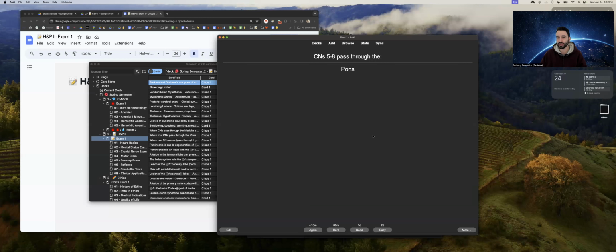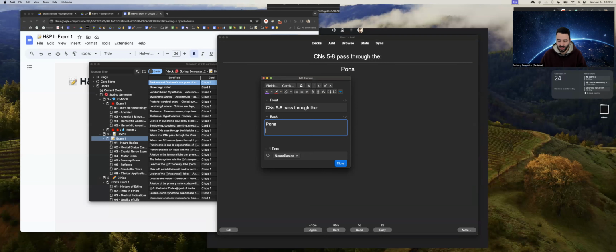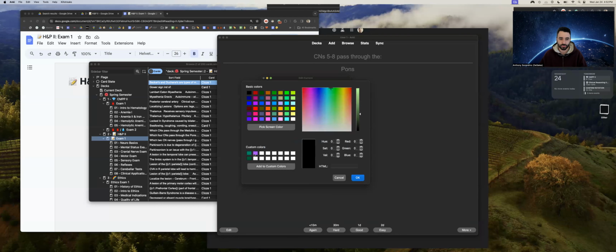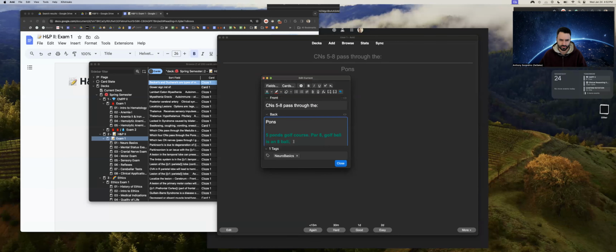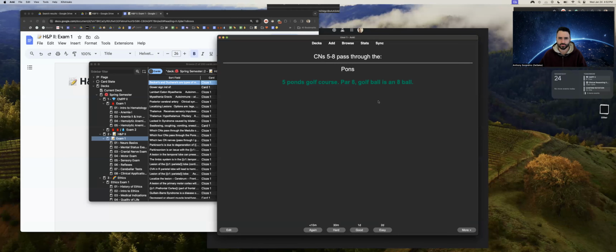5, 8, pons. I don't know. I'm thinking of 5, 8 and a pond for some reason. Oh, actually, there's a golf course called Five Ponds Golf Course and 8. I don't know. There's a par 8 there, or your golf ball is an 8 ball. I think I'll remember that. Nice little mnemonic. I should put these in green.